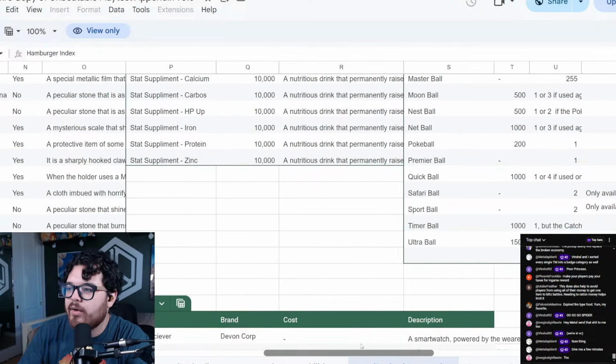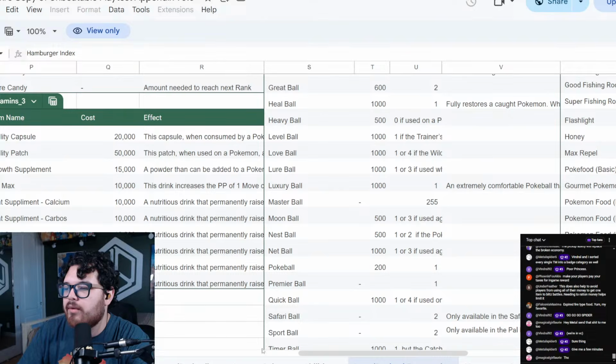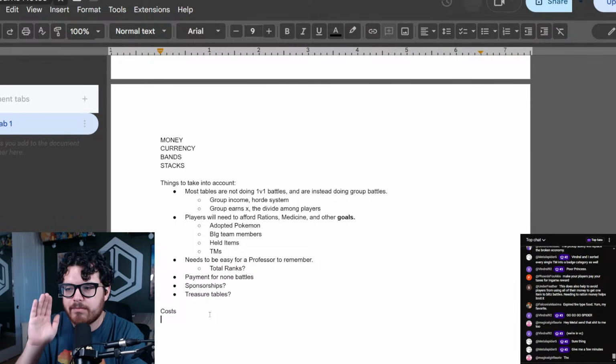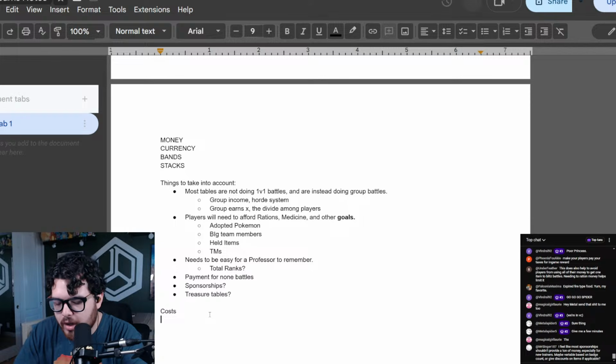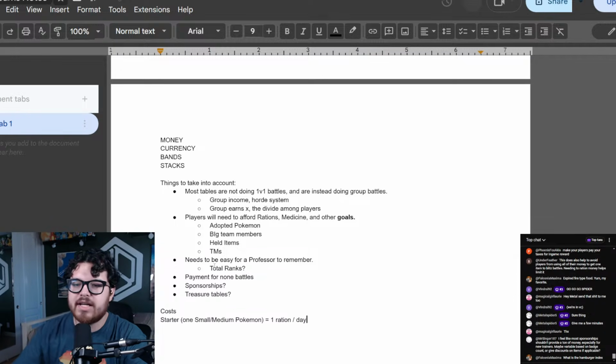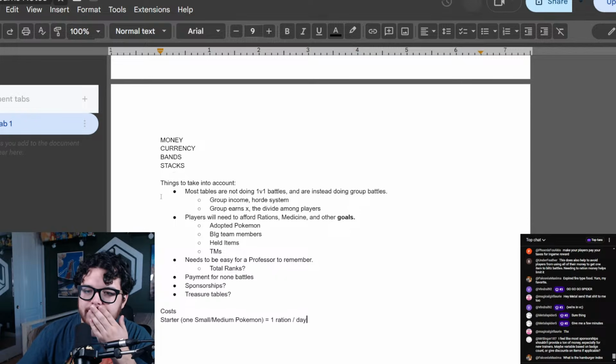Is like looking at, okay, well, let's think about rations for a second. So we're assuming that the average trainer's starter is one small/medium Pokemon, right? So starting out with equal to 1 ration per day. So that's sort of the thought process that we're having.